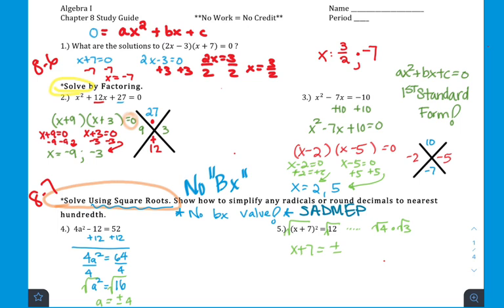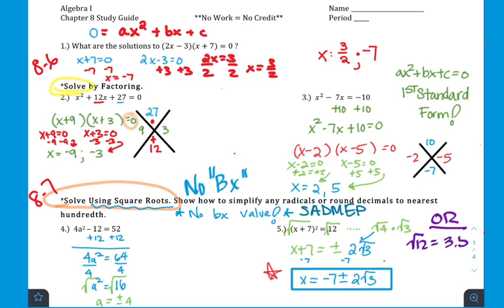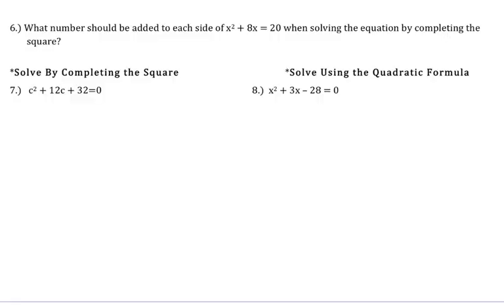So I look at 12, and 12 is 4 times 3, and 4 is a perfect square. So I factor that out, leave 3 inside, and then all I have to do is isolate my x by subtracting 7. So I get x equals negative 7 plus or minus 2 square root 3. Now, of course, you could have chosen to do a decimal, and the square root of 12 is 3.5. So you would take negative 7 plus 3.5 and negative 7 minus 3.5, and you could get negative 3.5 and negative 10.5. Same values, just looks a little bit different. All right.